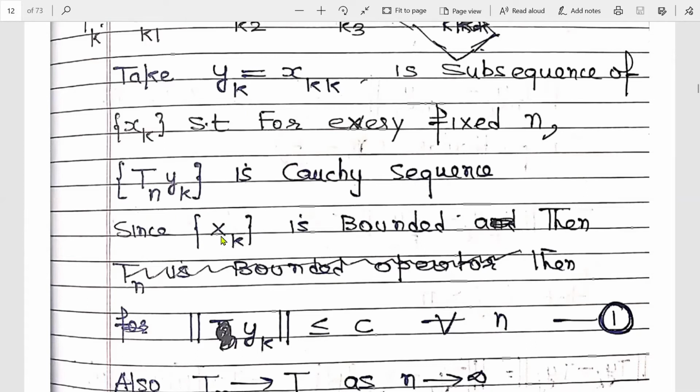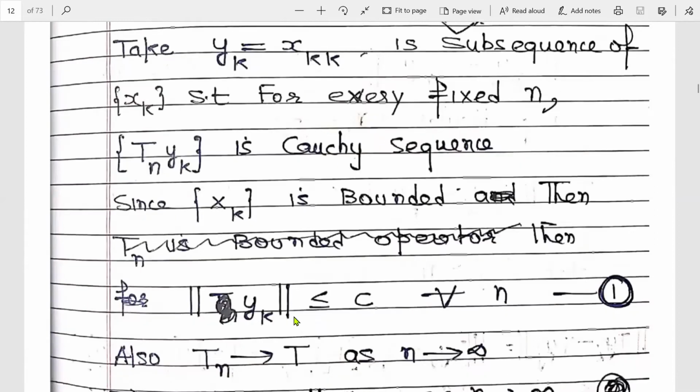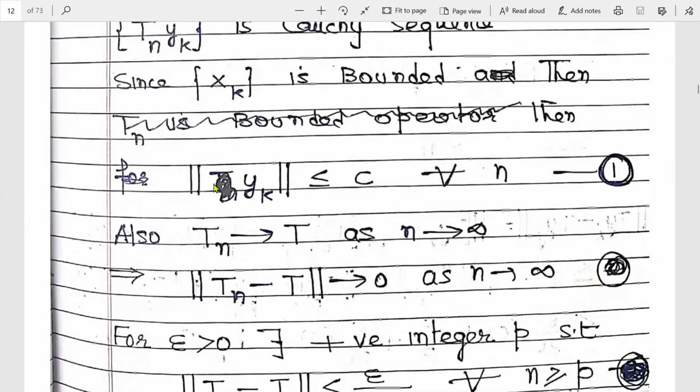This yk is a subsequence of xk, and this xk is bounded. If xk is bounded, then every subsequence is also bounded. So it means this yk is also bounded. If yk is bounded, the norm of yk is less than or equal to c for every n, as written in equation number 1. Clear?